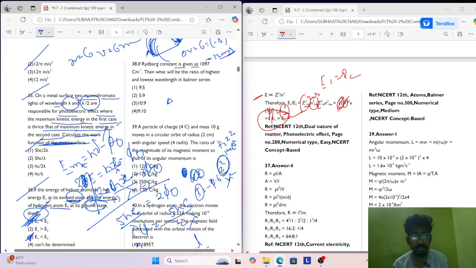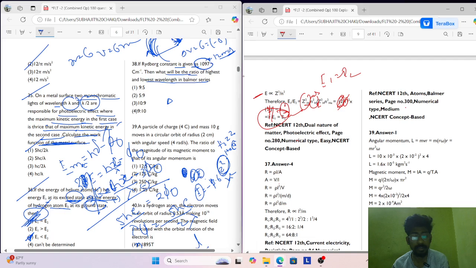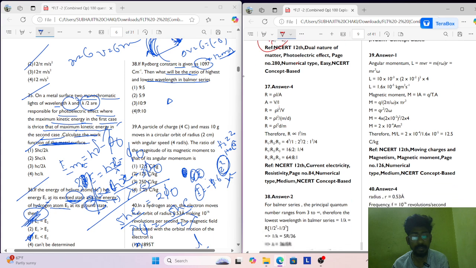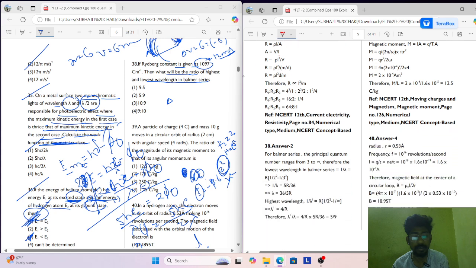If the Rydberg constant is 1097, then what will be the ratio of the highest and lowest wavelengths of the Balmer series? How to calculate? Lowest will be 1 by 2 squared minus 1 by 3 squared, meaning 5 by 36, 5R. For the highest, the wavelength will be 4 over R. Now take the ratio, what we will get? This R will cancel out, this 9. So this will be 5 is to 9.